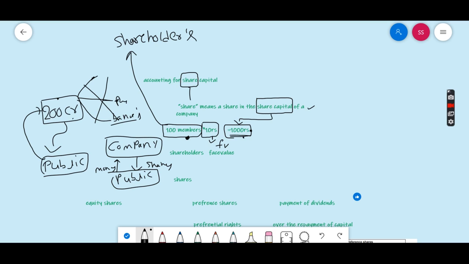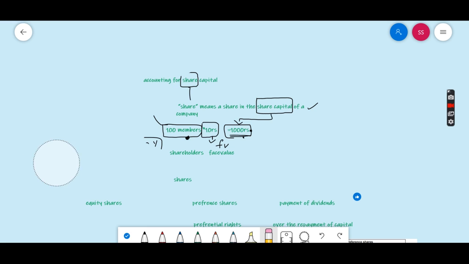Now you can read our definition. Share means a share in the share capital of the company, right? So these 100 members we'll call shareholders, and this 10 rupees is the face value of the share, and this 1000 rupees is the share capital, right?